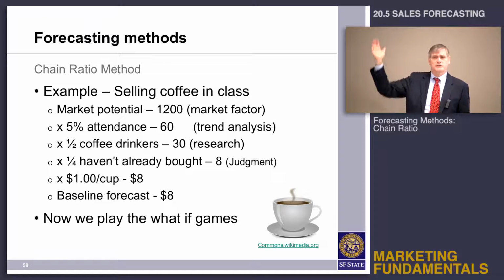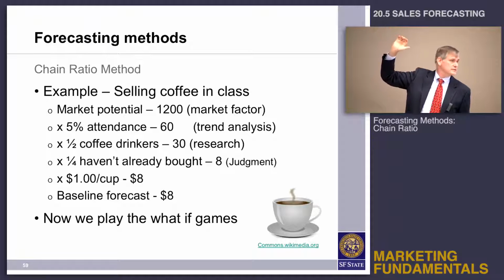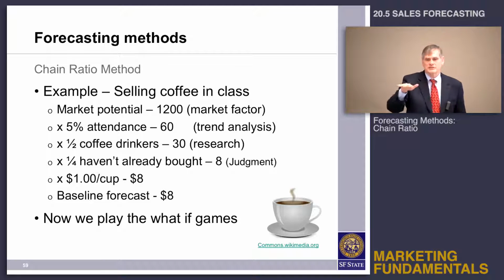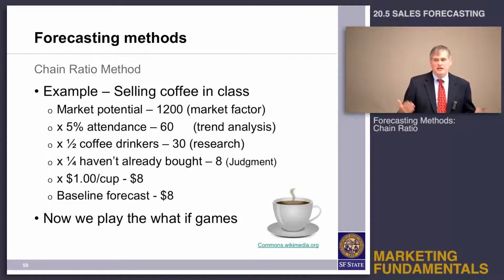And then you remember a while ago I said, who drinks coffee, who drinks tea? That was market research. And based on that market research, I identified that about half of you drink coffee and about half of you drink tea. So based on that, my estimate would be 30 cups of coffee. And then based on what I can see in your hands, there's only about a quarter of you that don't already have something in your hand. So based on senior management judgment, I would estimate that I've got 25% of the people who drink coffee in class who would be liable to buy, which gives me a baseline forecast of 8 cups. If I charge $1 a cup, that would be $8. Okay?